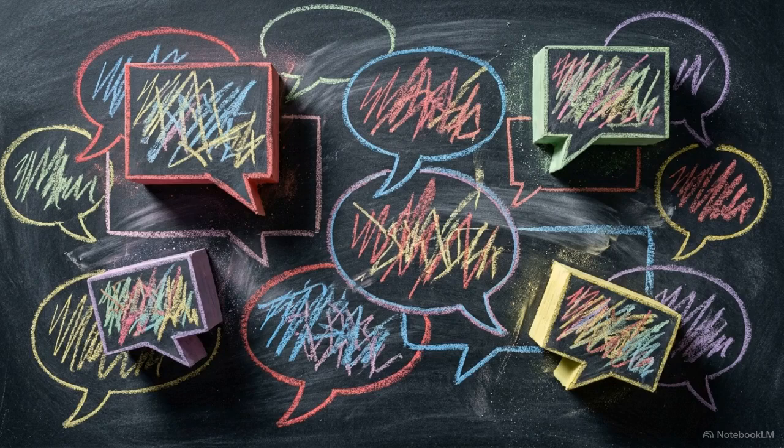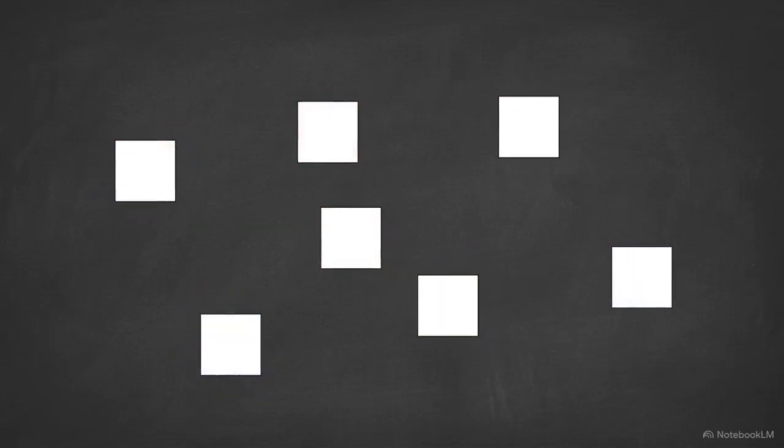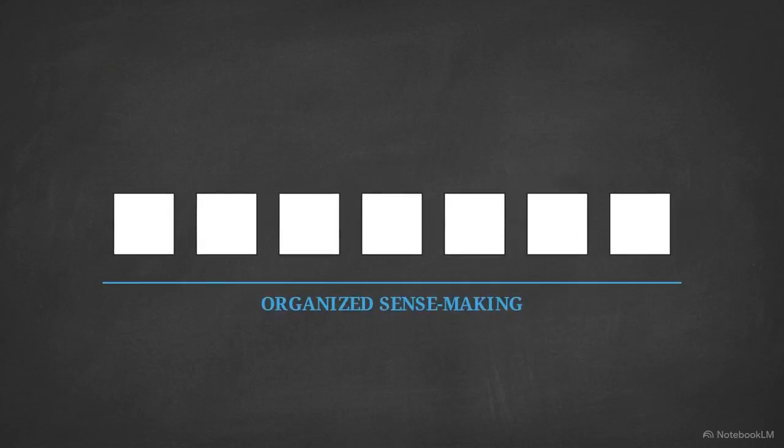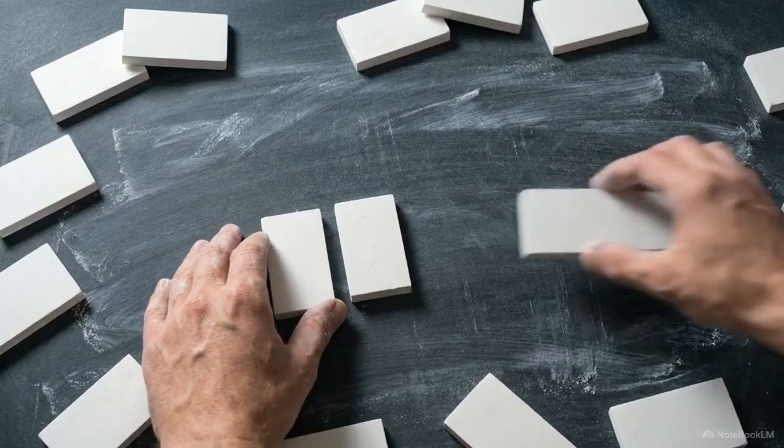Human language is incredibly messy. Every day we throw around questions, commands, and emotional outbursts. But to systematically test if an argument holds up, we need strict order. That is the purpose of formal logic. It acts as organized sense-making.